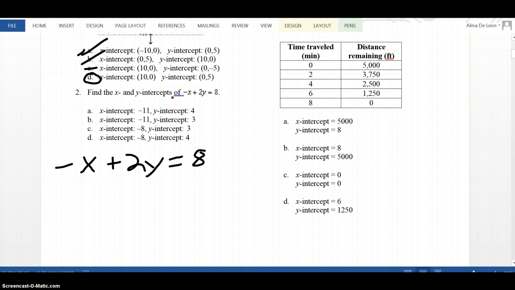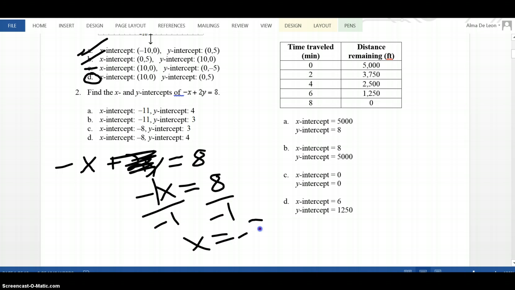If I want to find an x value, I'm going to get rid of the y. I have negative x equals 8. And in front of the x, I have an invisible 1. If I want to get rid of that negative 1, I'm going to divide by negative 1. And I end up with x equals negative 8. And it's going to be the value of the x at the x-intercept. So I can go ahead and cross out A and B. And my answer choices now go down to C and D.